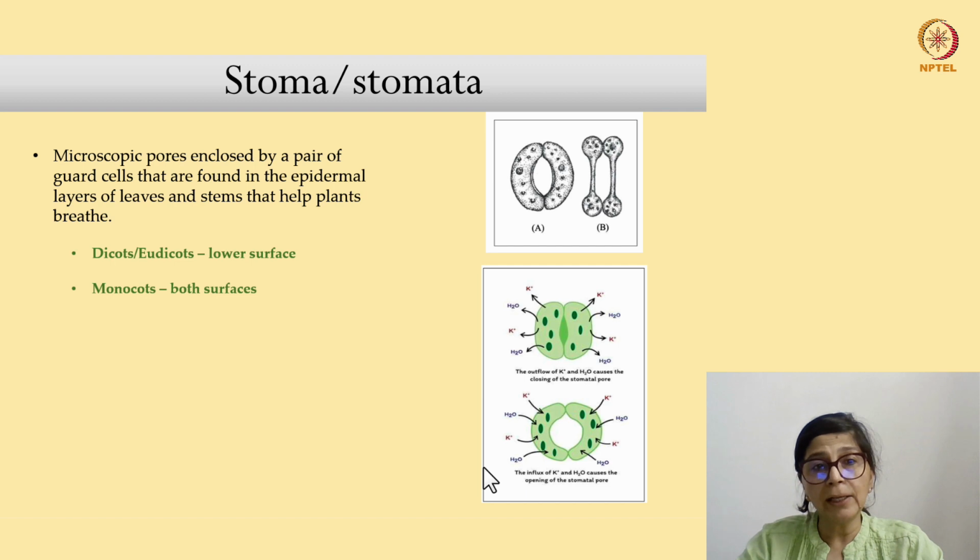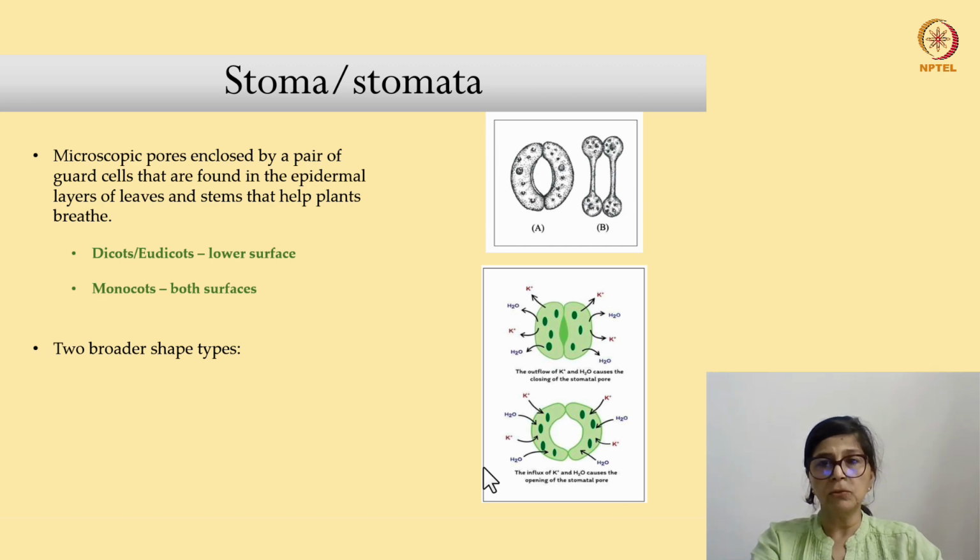So in dicots or eudicots, as you know, they are predominantly found on the lower surface, whereas in monocots they are found on both surfaces. As you know, dicots and eudicots have reticulate venation and broad leaves, whereas monocots have parallel venation and thinner, needle-type leaves, which you have been studying since school, right? So there is no confusion there.